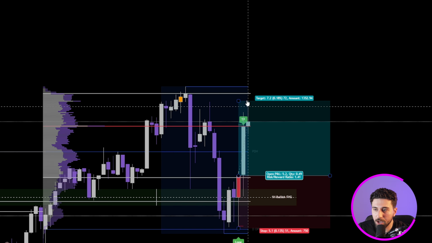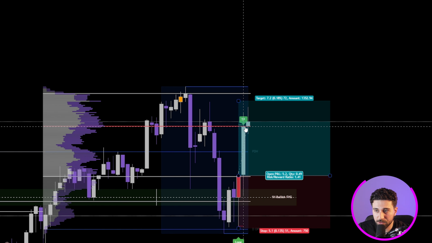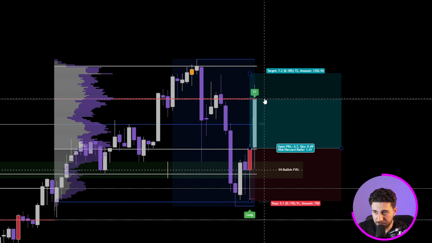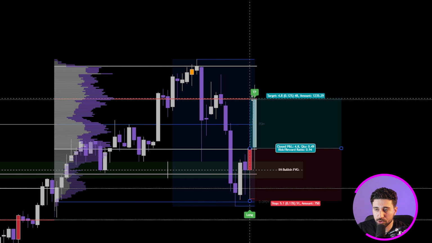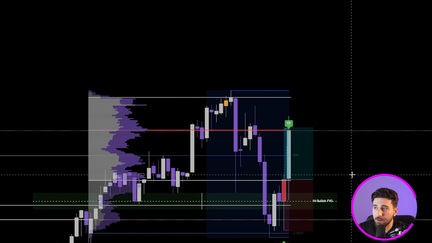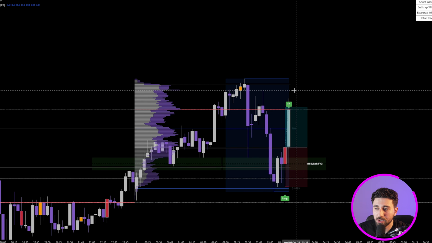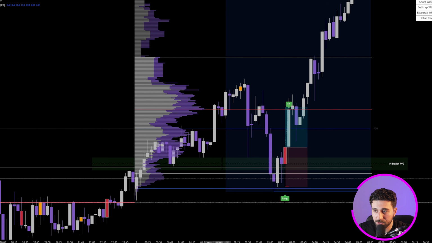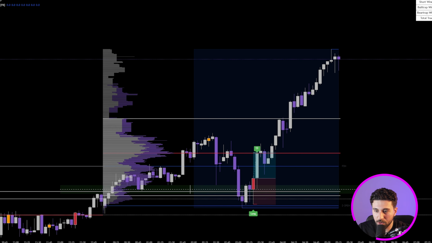So right here, I usually go for 1-to-1, and as you can see, right when we tap this 1-to-1, the point of control came down to here because a lot of volume was transacted in here. So with this strategy, since we have a very, very high win rate, you can stick with a 1-to-1 and then leave a runner for more profits.